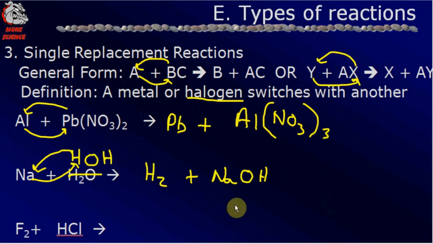Sodium is a +1, hydroxide is a -1, sodium hydroxide. And remember, I wrote the H2 because that's a diatomic gas in nature. Remember, there's 7 of those. So again, we have the sodium and one of the hydrogens trading positions, single replacement.